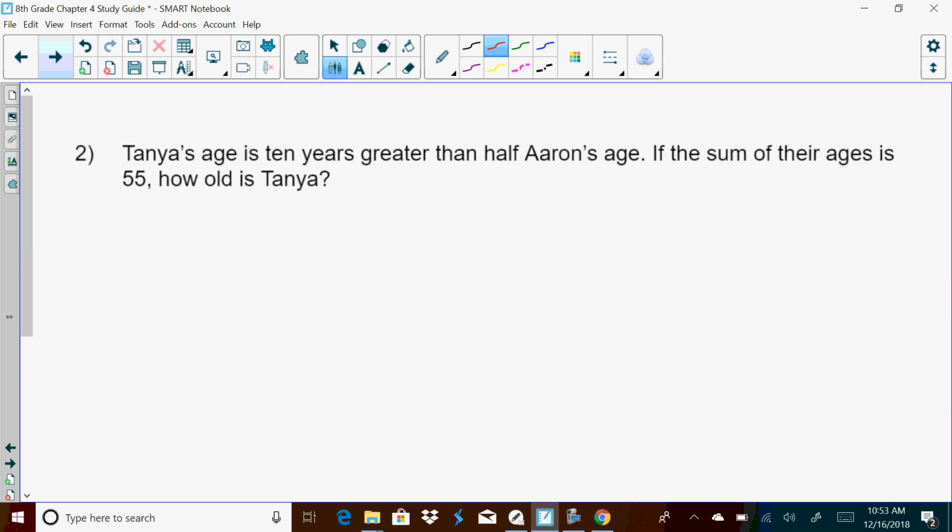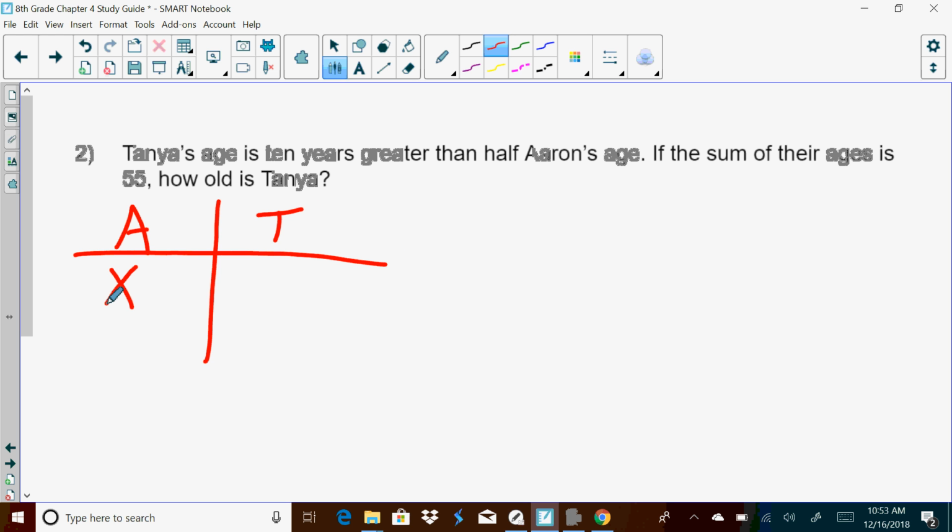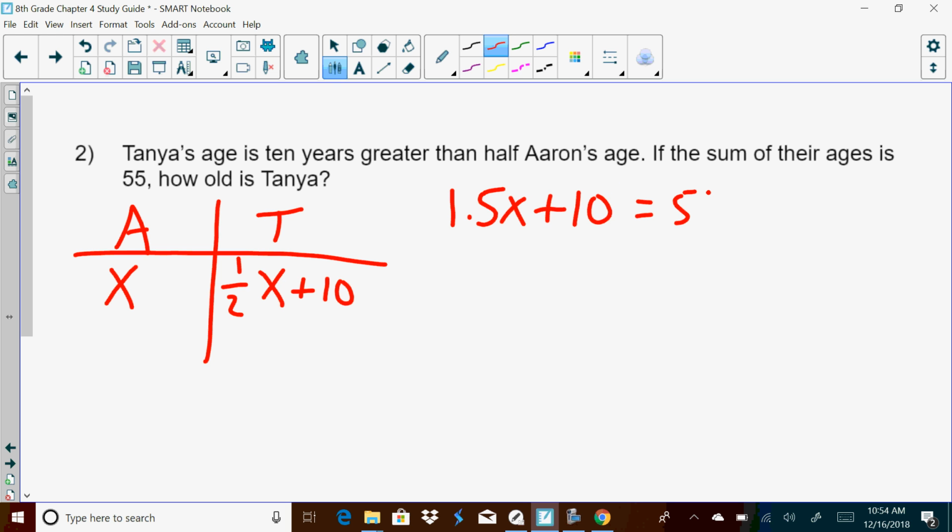Problem number 2 says Tanya's age is 10 years greater than half of Aaron's age. So if I do Aaron and Tanya, so Aaron would be x. Tanya is 10 years greater, so x plus 10, but half, so 1/2 x plus 10. So when I combine like terms, I have 1 plus 1.5, or 1.5x plus 10 equals 55, and then I solve.